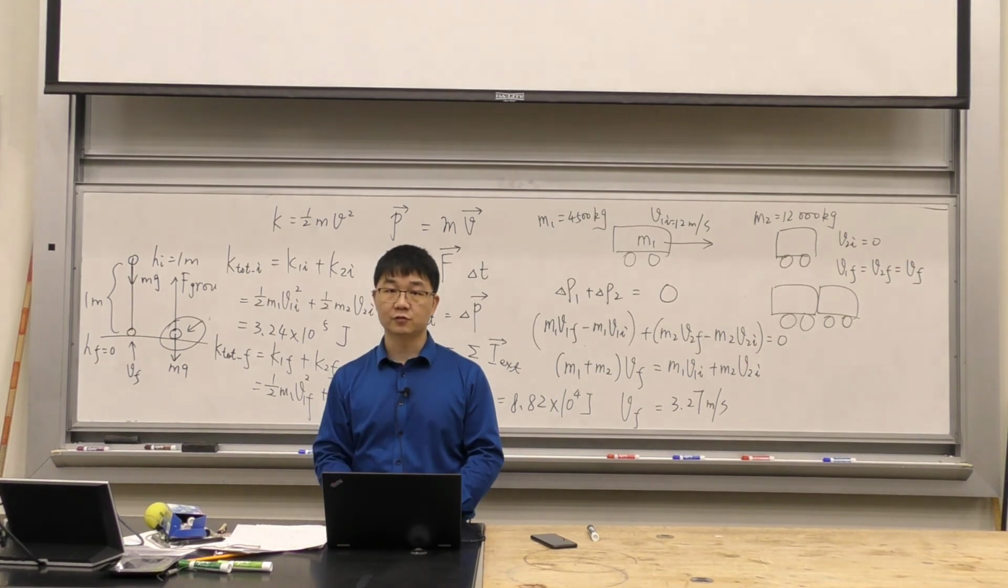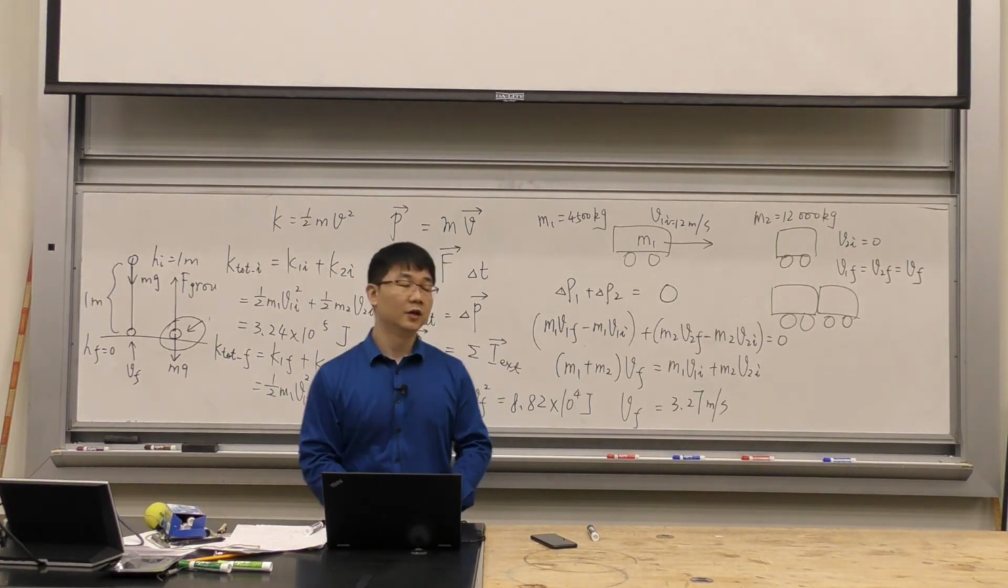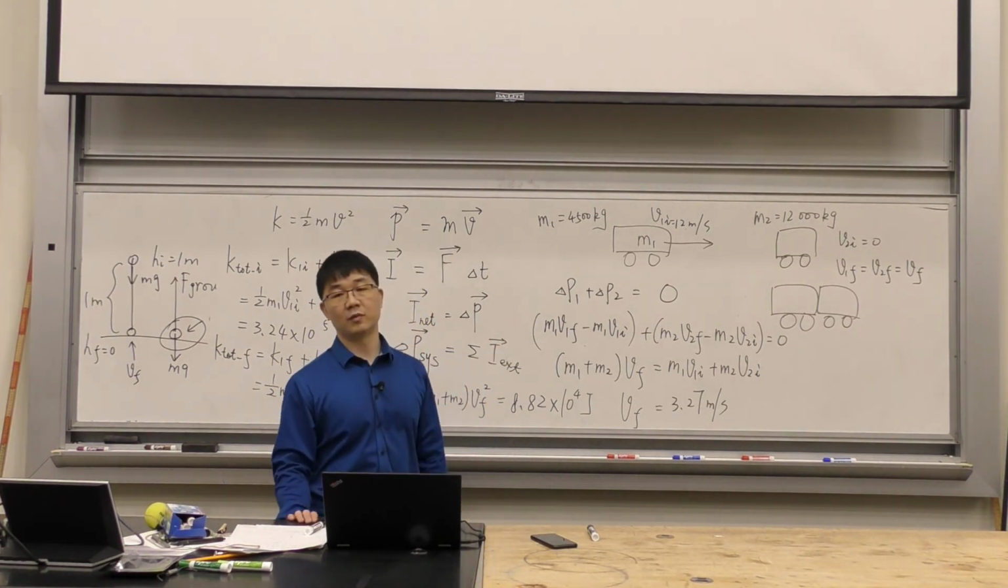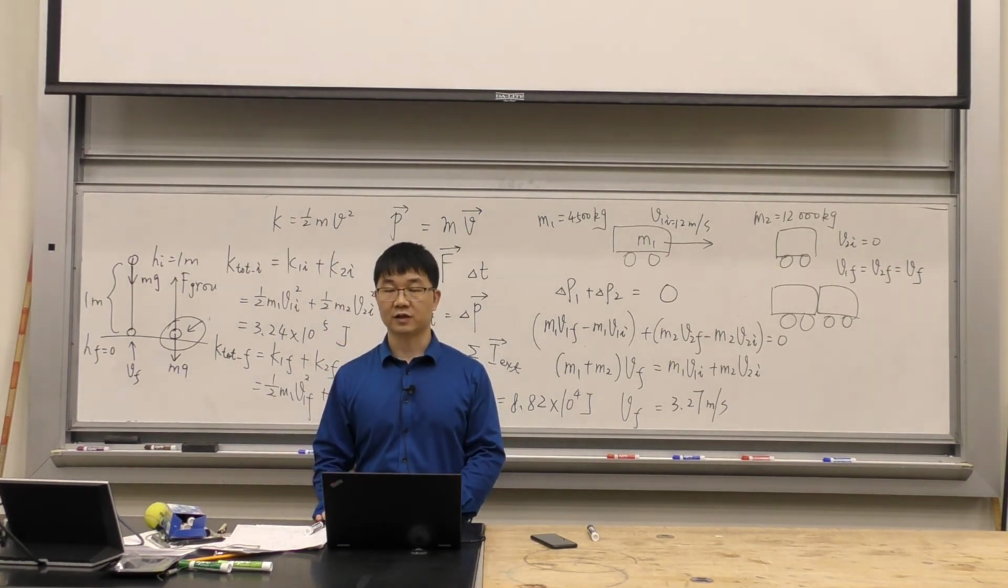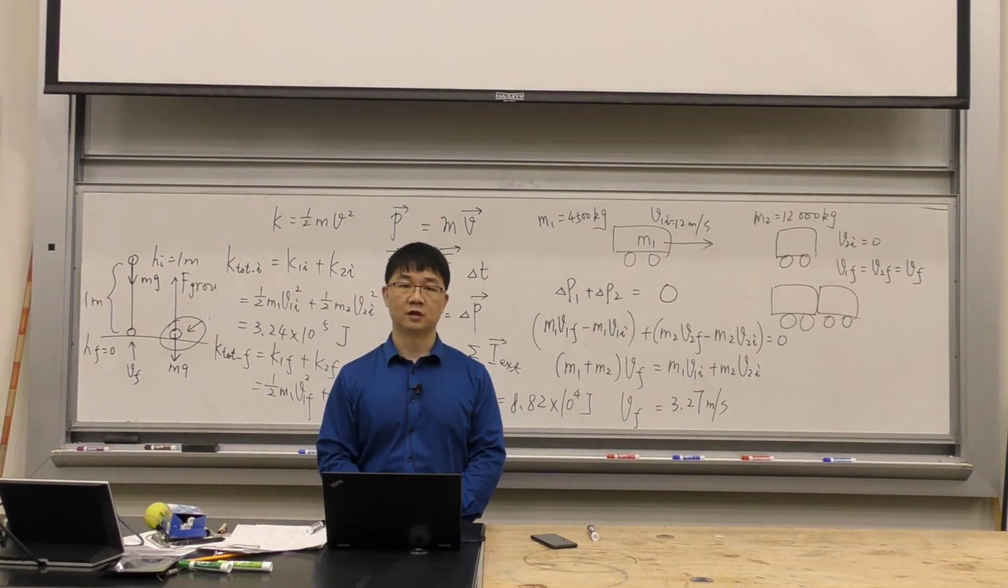So that's another reason we introduced momentum and impulse. Because collisions are very complicated, but they're also very common in real life. Using conservation of momentum is much, much easier than using conservation of energy. Okay? I'm going to stop here for this video.